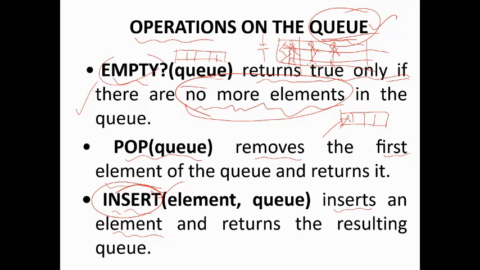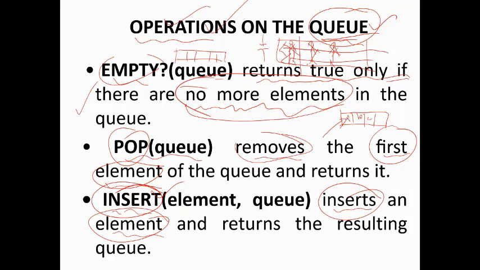So let's say I insert A, then B, then C. This is the process of insertion inside the queue. Inserting inside the queue is one of the operations of the queue, and this is very famous. Pop means to take out some element from the queue, to remove something from the queue. Usually it is the first element that gets removed. So these are some of the basic operations: empty, pop, insert.